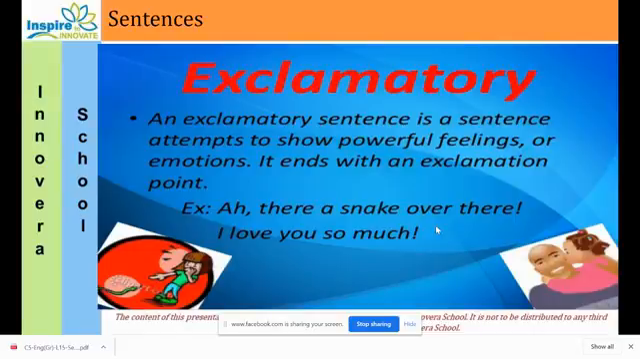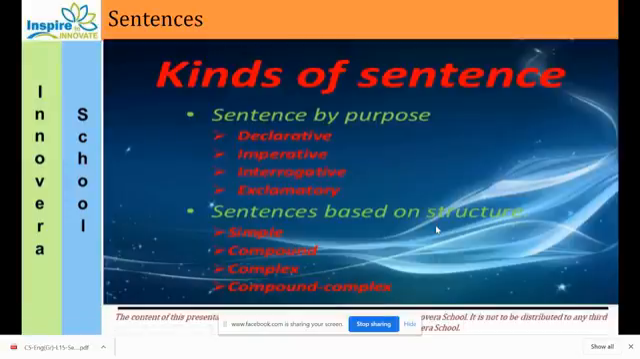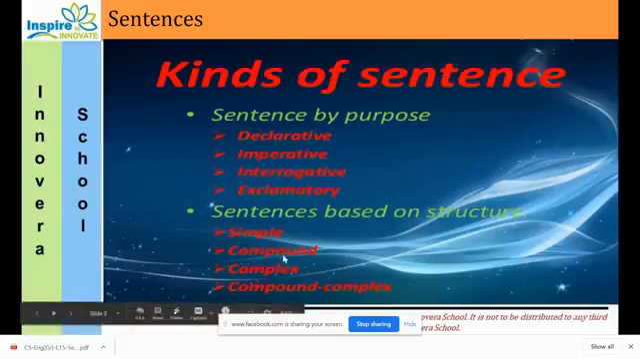I hope till here it is clear. In the next class we will discuss sentences based on structure. In that we'll discuss simple, compound and complex. Fine. Till then, goodbye.